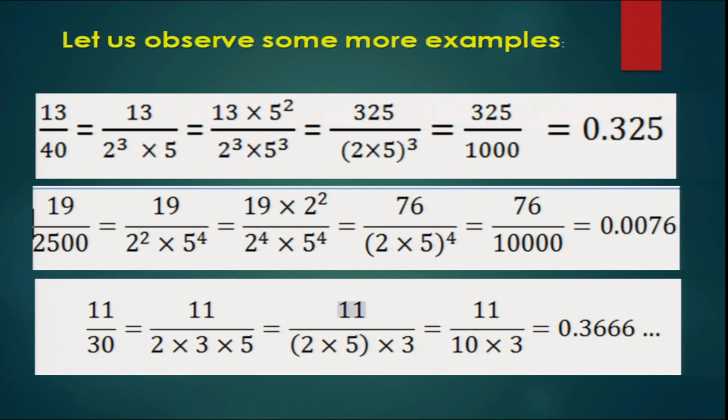In another example, we'll find 11 by 30, with 30 split as 2 into 3 into 5. Here 2 to the power 1 into 5 to the power 1, and another 3 is there whose power is also 1. Now 2 into 5 multiplied together becomes 10, but still another 3 exists in the denominator. So in this case we do not find a terminating decimal. We find 0.366 and so on. That means it is continuing.